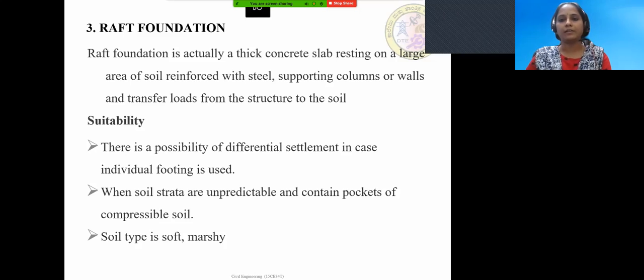This type of raft foundation is preferred when there is differential settlement. It's used when the load carrying of a structure is more, when the upcoming load is more, then this kind of raft foundation is preferred.